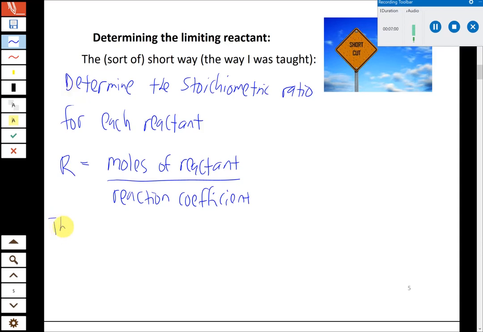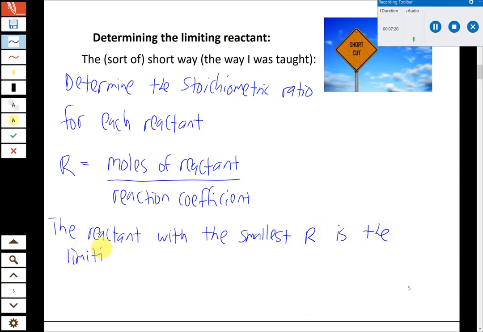And then the reactant that has the smallest stoichiometric ratio is the one that's the limiting reactant. So basically, you can very quickly identify what the limiting reactant is by just comparing the different R values that you calculate and identifying the smallest. All right. And I will frequently use the abbreviation LR for limiting reactant in case it's not obvious. So that's how you do it.